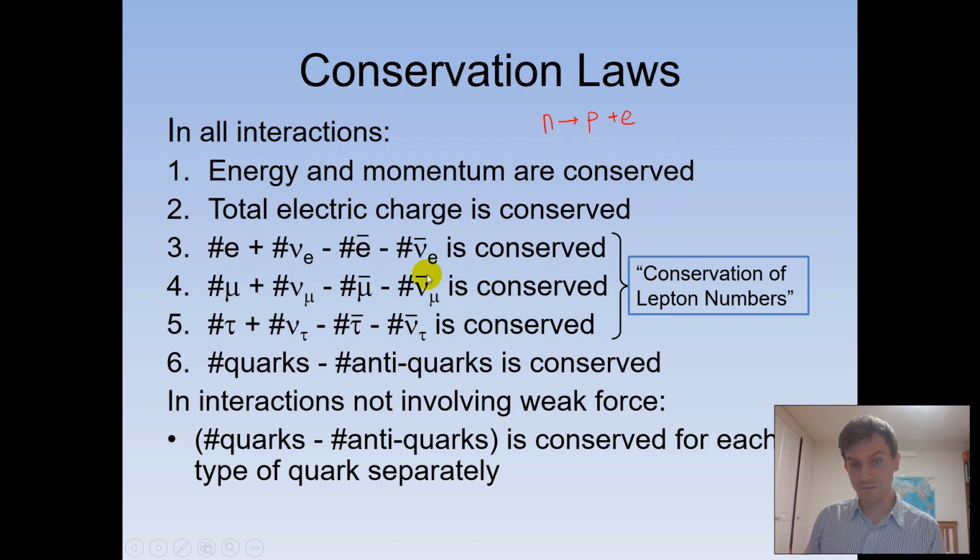Next you have this conservation of lepton numbers, which means you group the leptons into 3 groups according to whether they are electron flavor or muon flavor or tau flavor. Then you count up the number of particles, so either electrons or electron neutrinos, and subtract the number of antiparticles. This hash sign here means number. So minus the number of anti-electrons minus the number of antineutrinos, and that must be a constant.